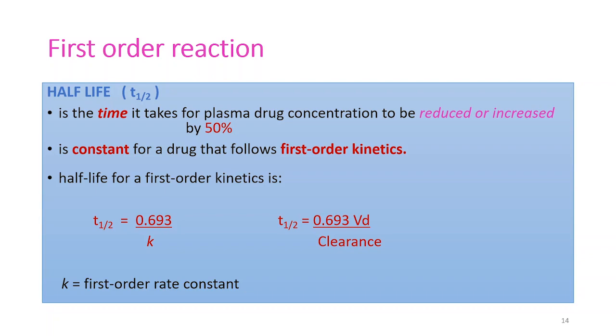But if K is not given, but rather the clearance and the volume of distribution are given, then we can use this formula because K is equal to clearance divided by volume of distribution. Now, we'll be discussing that in another topic, why K is equal to that ratio. But for now, I want you to remember this half-life formula for first order. So, we have two.